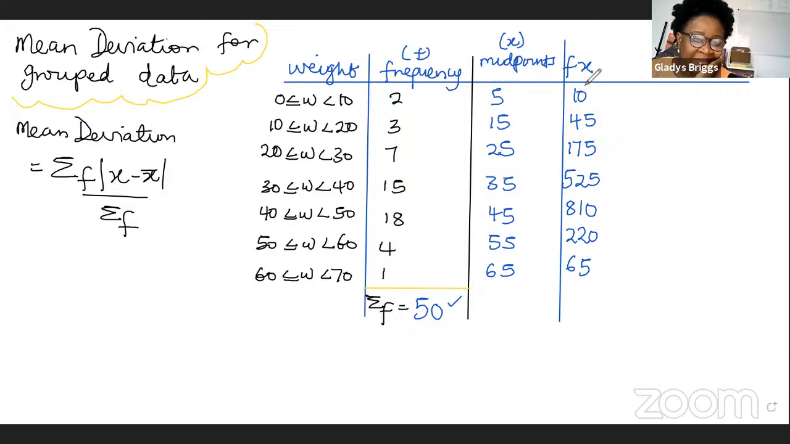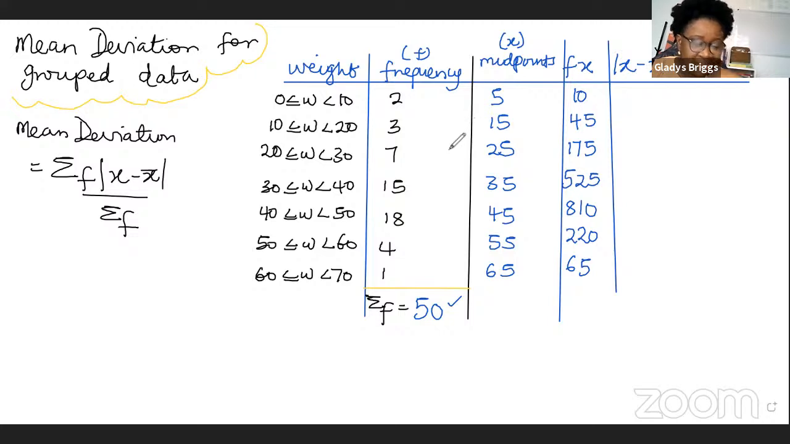So once we've done the f times x, the next thing we need to do is work out this part of the formula. I'm going to draw another line there: the absolute value of x minus x bar.